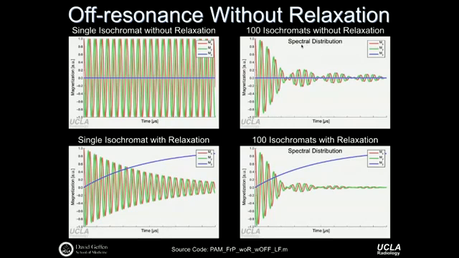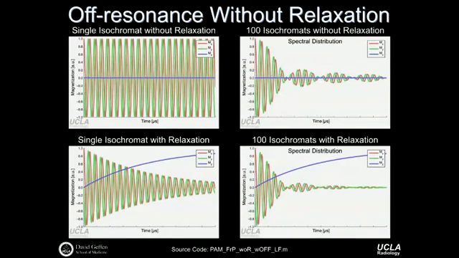Why do we end up with 100 isochromats? Why do we end up with a spectral distribution? Well, that's if your field is not perfect inside your pixel, right? And at the scale at which we measure things, our fields are hardly ever perfect. Sometimes they're quite good, but they're hardly ever perfect.